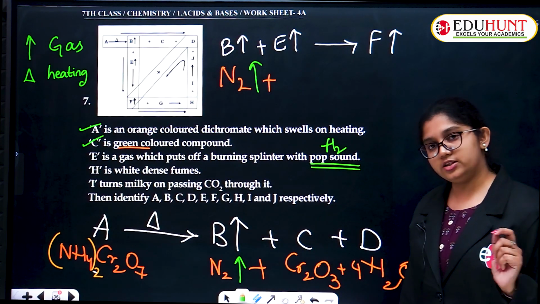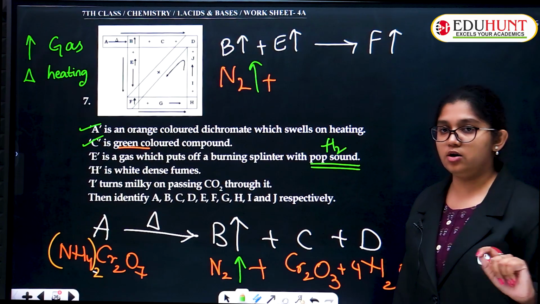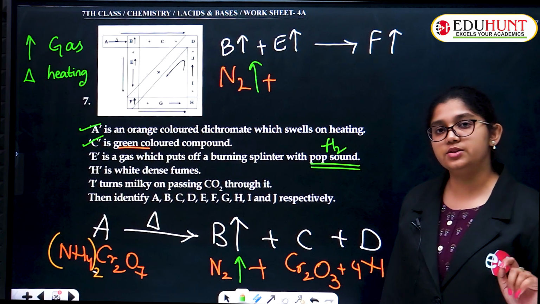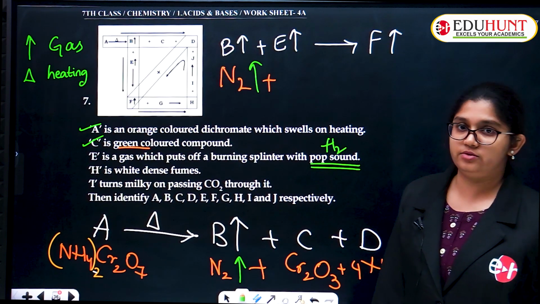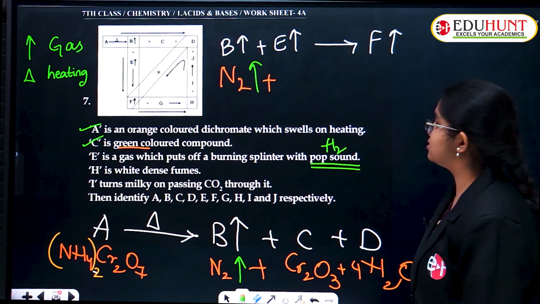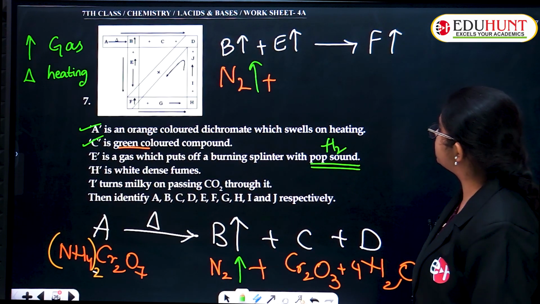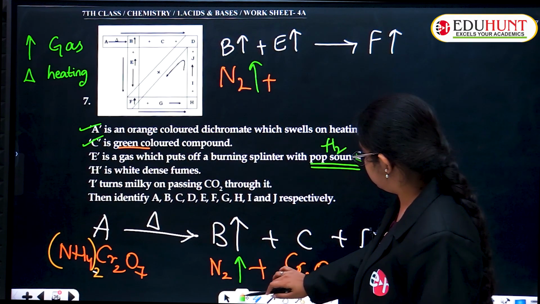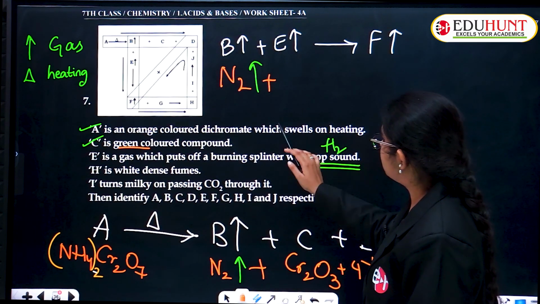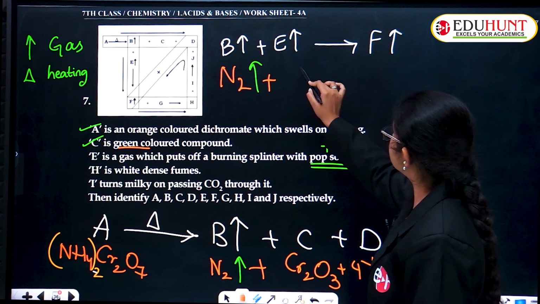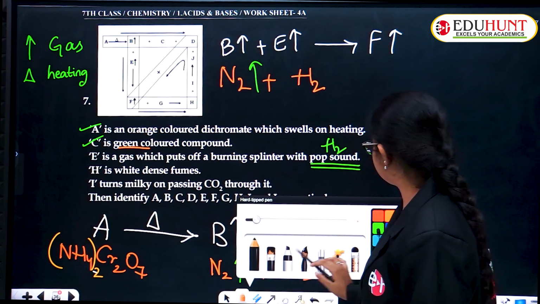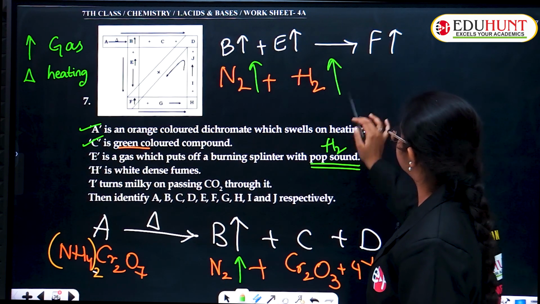Okay, hydrogen gas is having that ability to put off the burning splinter with which sound? Pop sound. Okay, that is so easy to identify. So the pop sound is nothing but which gas? E, no? E is hydrogen gas. Gas again, so upward arrow mark.